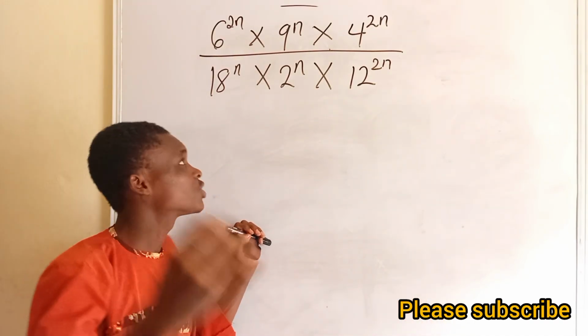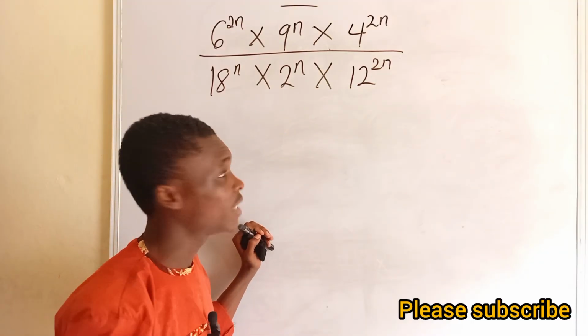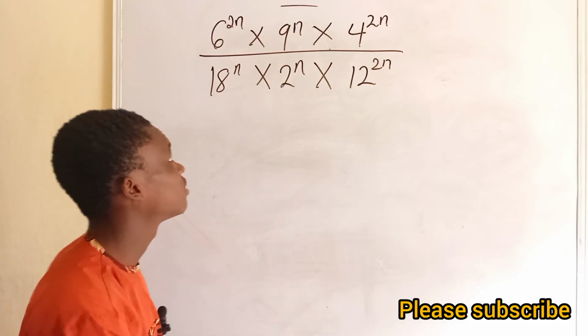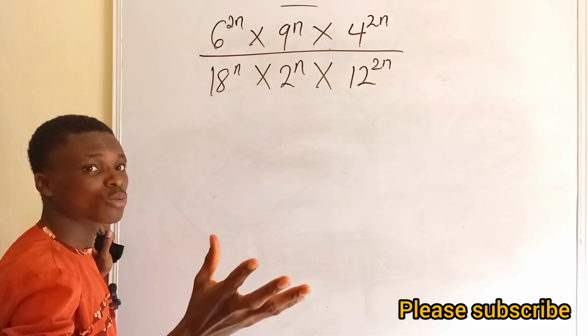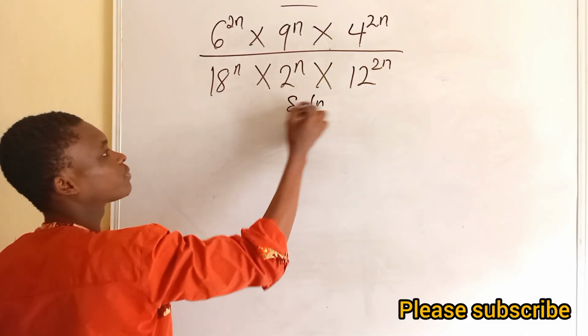Our task today is to see how we can solve this nice exponential problem. To solve this question correctly, this is what you have to do. First of all, we must break down this 6 to 3 times 2. This is the solution.